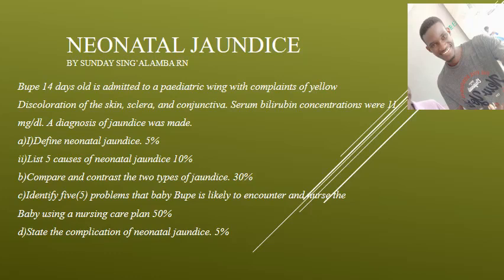So kernicterus, basically, is brain damage that comes in as a result of excessive deposition of unconjugated bilirubin in the brain. Once there is excessive unconjugated bilirubin deposition in the brain, this will eventually lead to a condition known as kernicterus. That was the complication that the examiners were looking for.